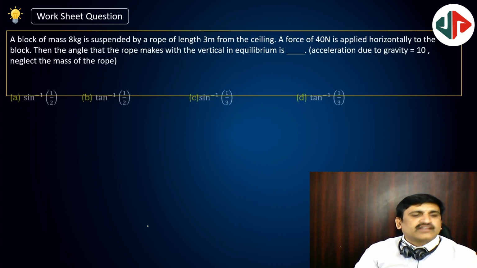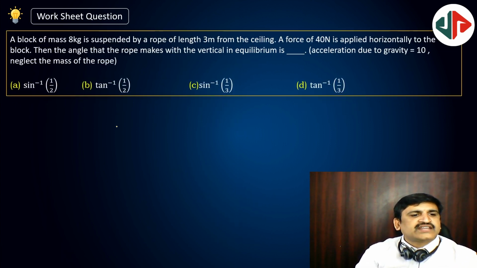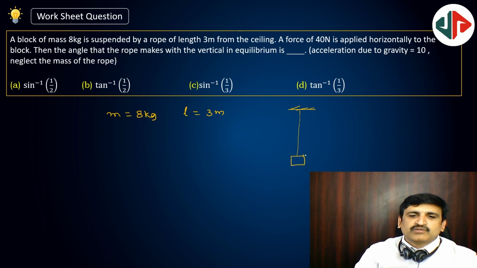Yes. Next, a block of mass 8 kg is suspended by a rope of length 3 meter from the ceiling. A force of 40 newtons is applied horizontally to the block. The angle made by the rope with the vertical in equilibrium is, the story is like this. This is the block, applied with a force F horizontally. I will write F here, mg here, and this is theta. Then he is asking about that theta.